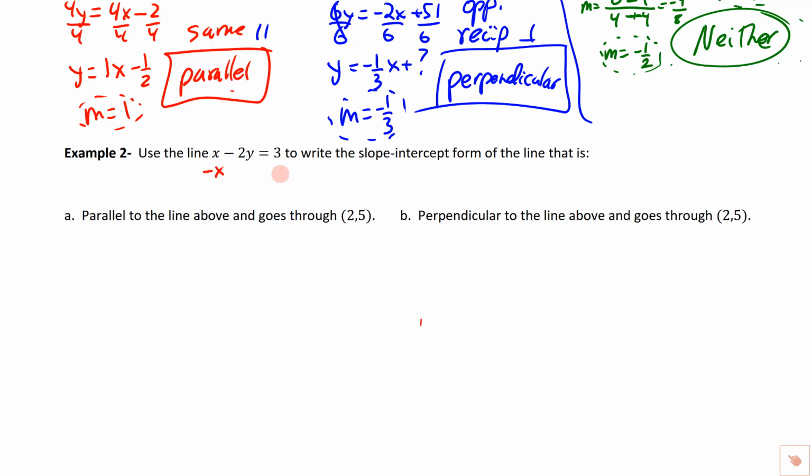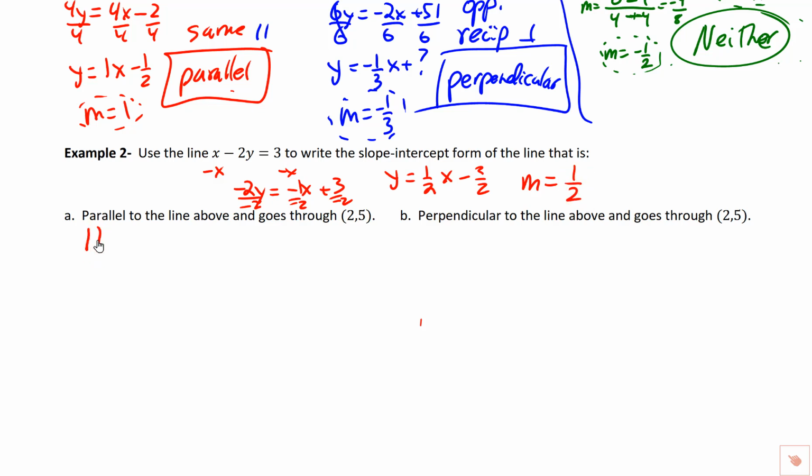So I'm going to subtract x from both sides. That's going to give me negative 2y equals negative x plus 3. We're going to divide by negative 2. Now, it doesn't matter what this is. What matters is we get y equals positive 1/2 x. This happens to be negative 3/2, but again, we don't care about that. This is what we care about. We care that the slope on this one is 1/2.